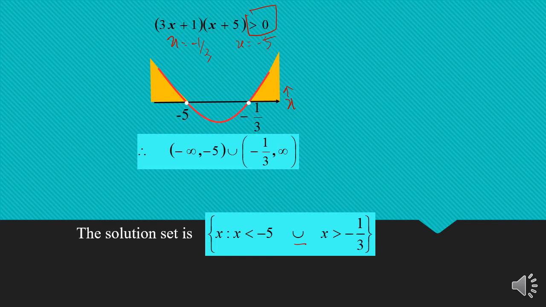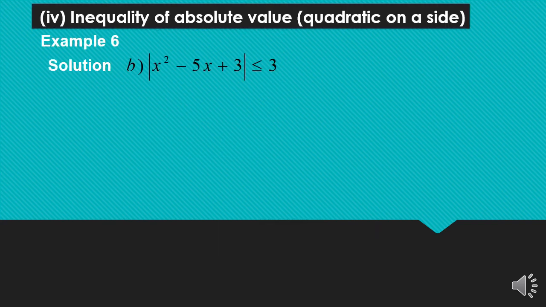Okay, so we skip to the fourth part. So we are going to discuss the third part in the second part of this lecture. Okay, the fourth one is the inequality of absolute value with a quadratic on one side. So that means the quadratic is inside the absolute notation. So the other side will be anything. So what we can do, we just have to apply the basic definition.